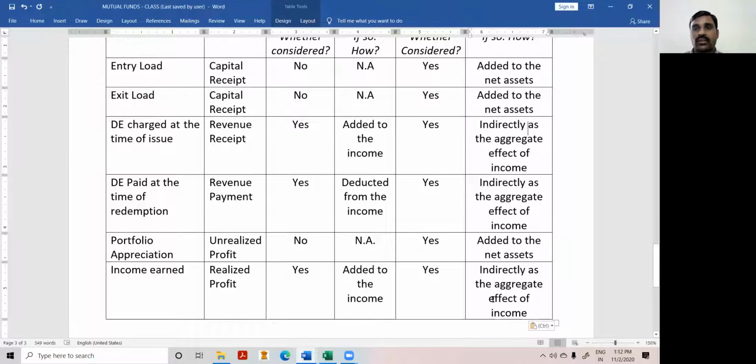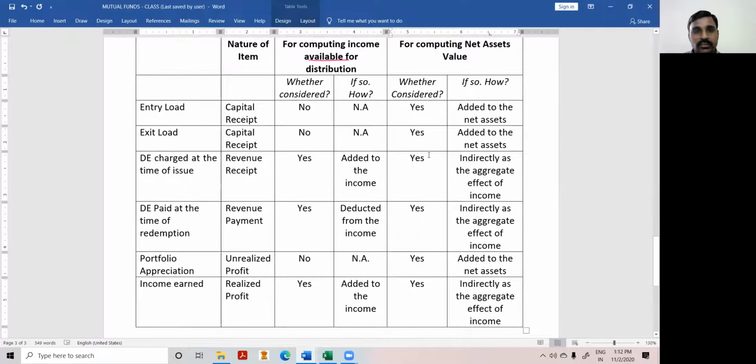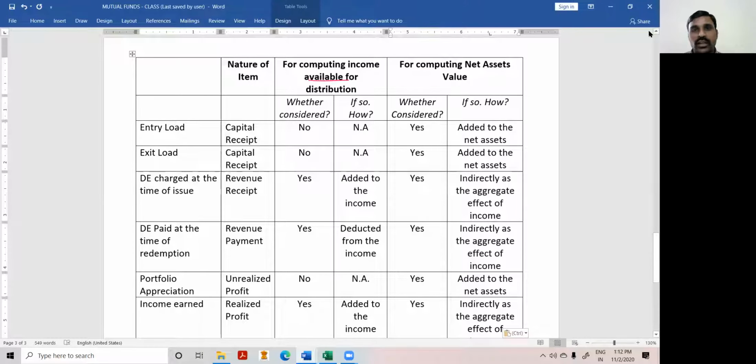Net assets value statement. But these are the items given in the question: entry load, exit load, dividend equalization charged at the time of issue, dividend equalization paid at the time of redemption, and portfolio appreciation and income redemption. What is the nature of that one? What to do with that statement? This is the point for computing income available for distribution.